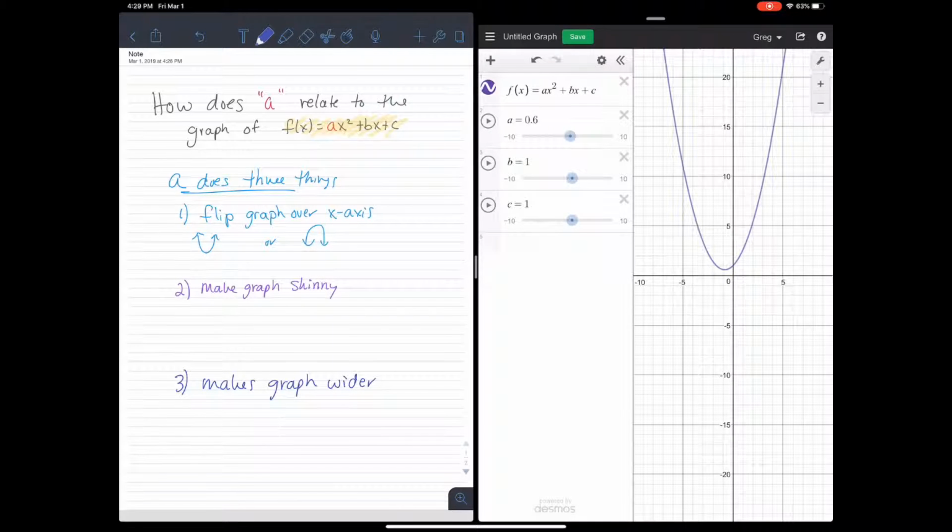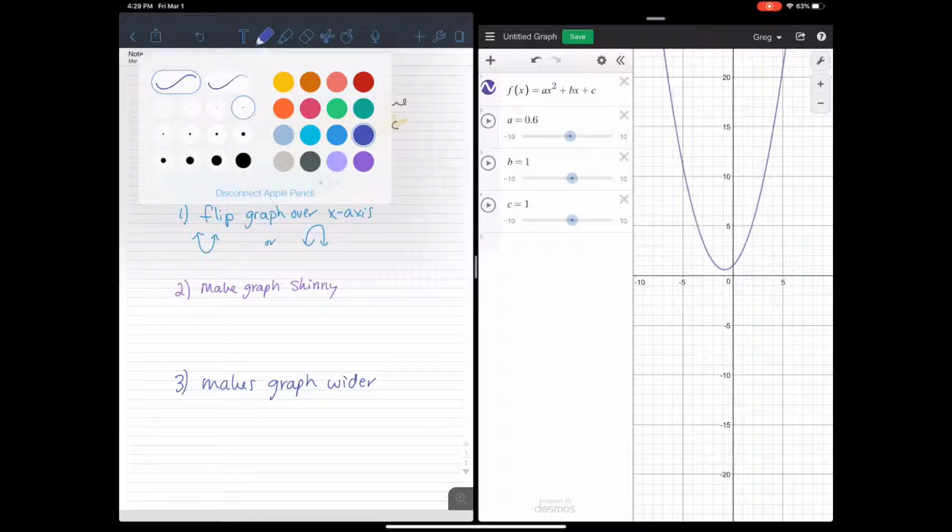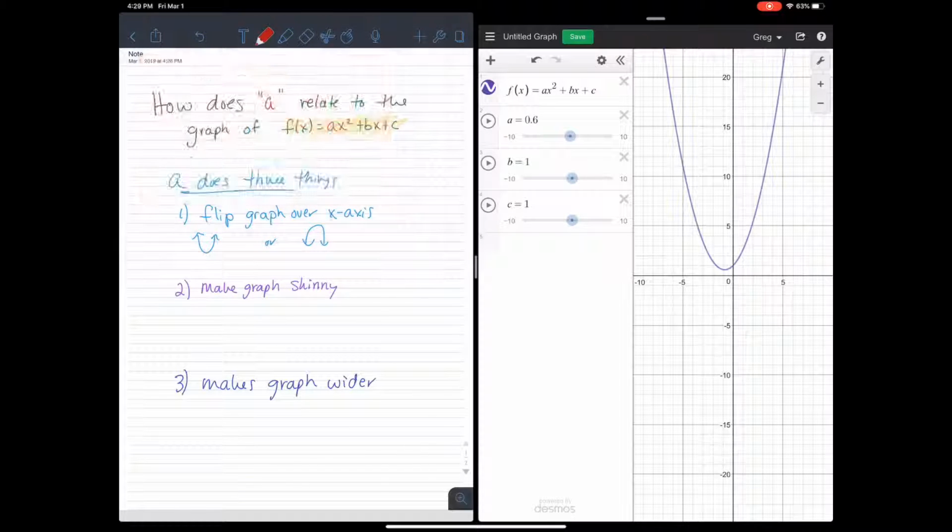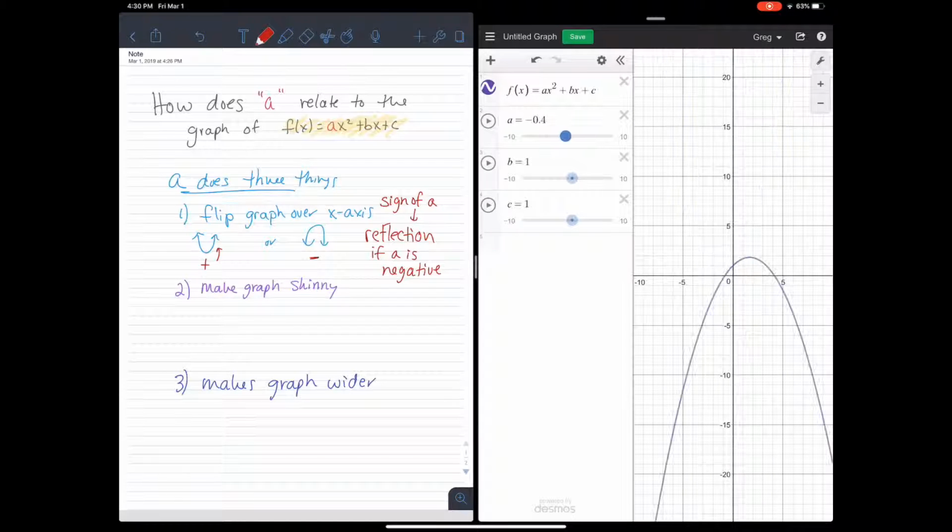Now we're going to associate some math terminology with that. So when we say that a graph is flipped over, we call that a reflection. And it's a reflection if a is negative. So the sign of a is responsible for the reflection. If the a value is positive, it's going to open up like a cup. If it's negative, it's going to be down like a frown. So for any of these negative values for my a, it's always going to be facing down.